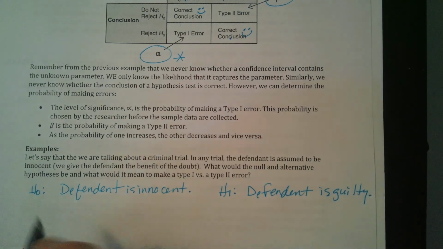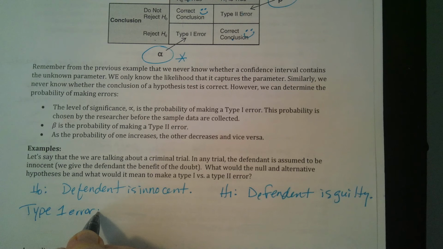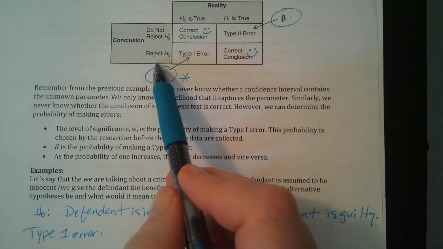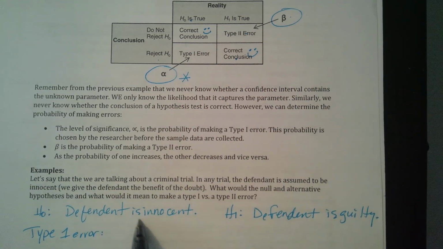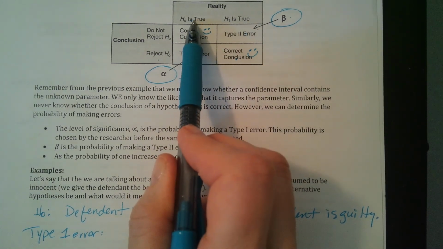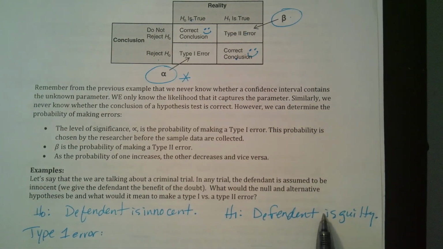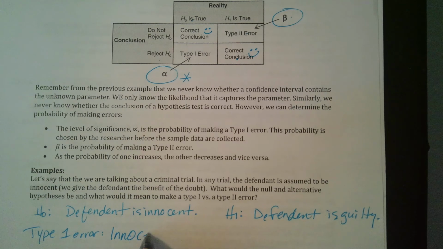So a type 1 error, let's discuss that. A type 1 error is made when you conclude that you reject the null hypothesis. In other words, we're going to reject this and claim the defendant is guilty, but in fact, the null hypothesis was actually true. So we're saying the defendant is guilty, we're sending him to jail, when in fact, he was innocent. So this would mean an innocent person goes to jail.